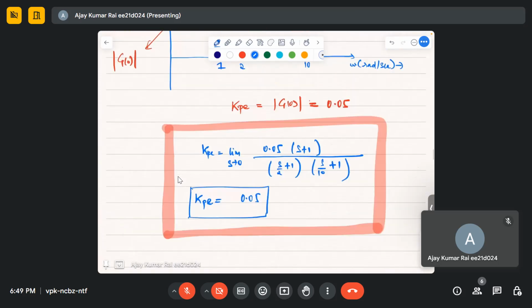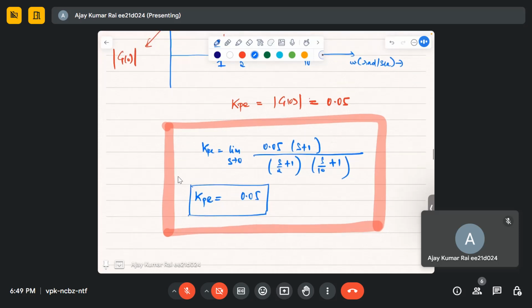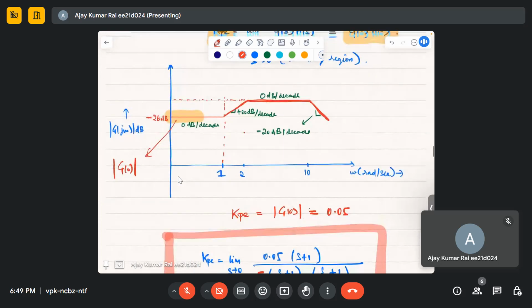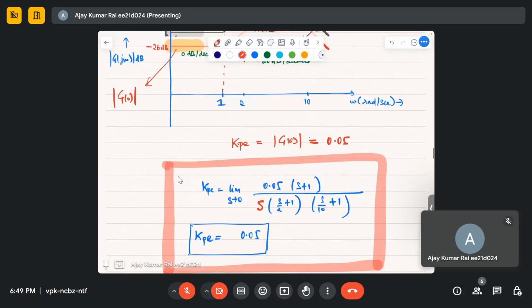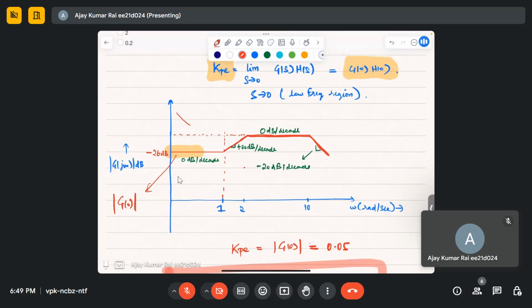Okay, and this transfer function we know. The transfer function is 0.05 into (s plus 1), (s by 2 plus 1) and (s by 10 plus 1). Okay, so we can also confirm just by looking at the Bode plot. Let's suppose we have this term also, s. If we have this s term, then what you will see at zero frequency is that the slope will be minus 20.